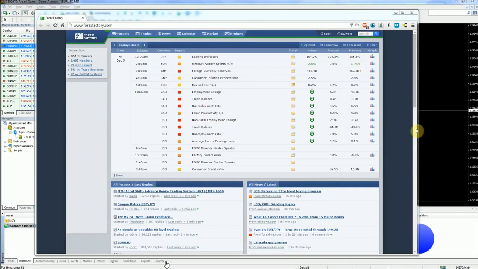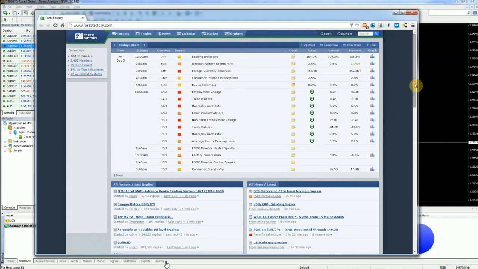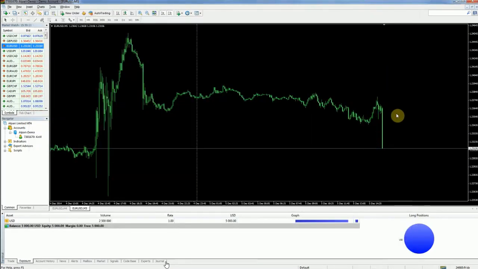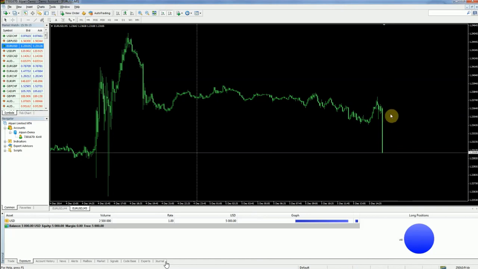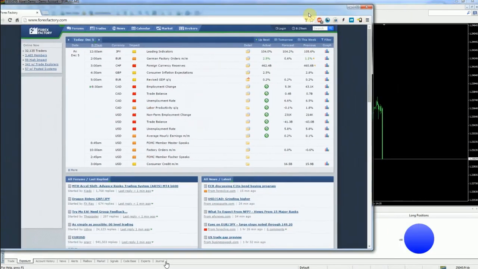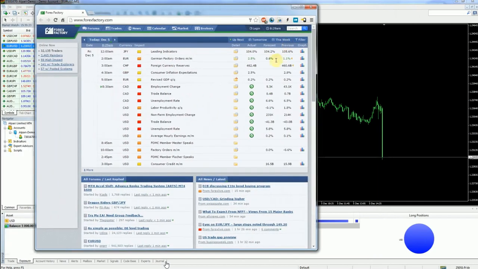Today we're going to talk about the non-farm payrolls and unemployment rate for the US. As you can see, I've got the Forex Factory calendar open. I've got the euro-dollar chart behind me. And as you can see already now, the price in euro-dollar is tumbling down. I'll just quickly bring the Forex Factory calendar back up.